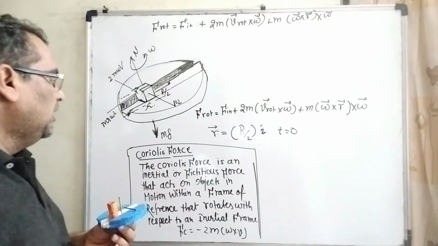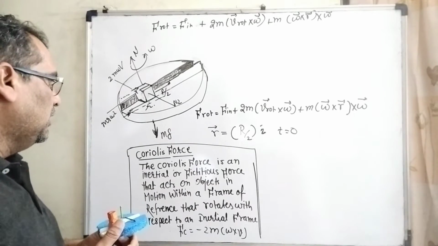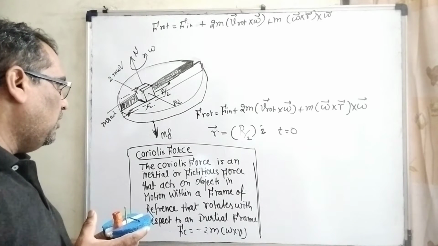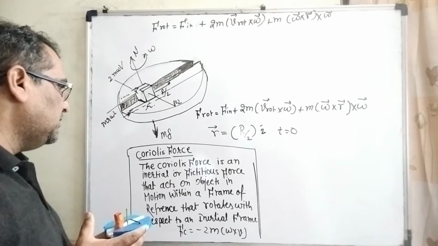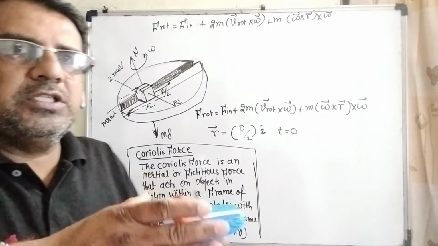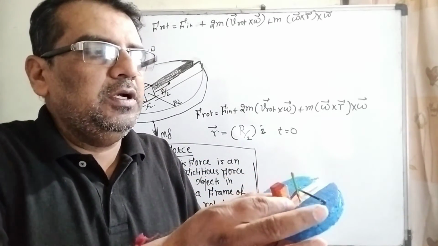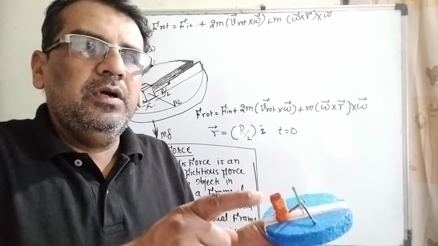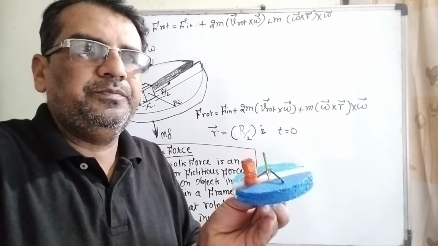The Coriolis force is an inertial or fictitious force, that is, a pseudo force, that acts on objects in motion within a frame of reference that rotates with respect to an inertial frame. It means when the Coriolis force acts on it, it deviates its path. So therefore, it is moving away due to the Coriolis force. I hope you understand what the question says.